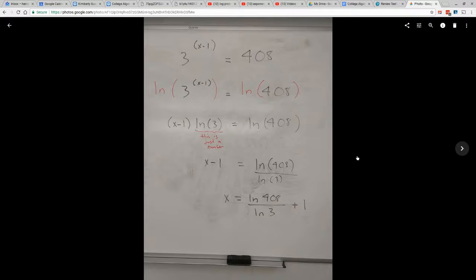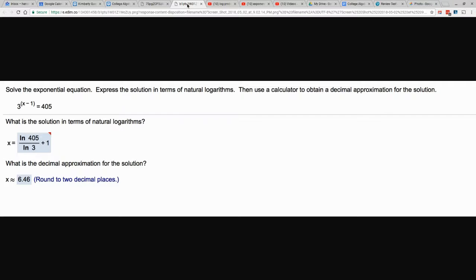Here's an exponential equation from the sample final. And here we have 3 being raised to the x minus first power. You see the variable being in the exponent. That's what makes it exponential. So what we're going to have to do is log the variable down.